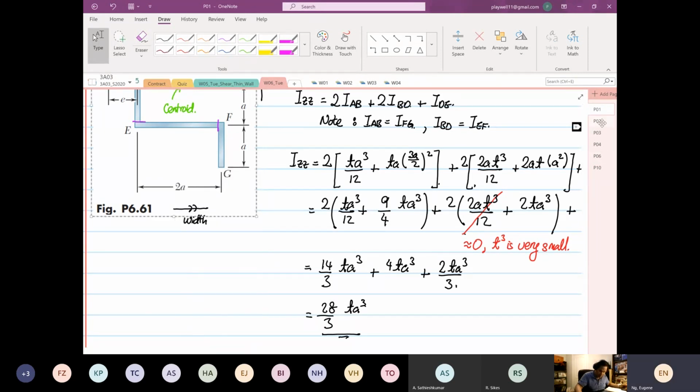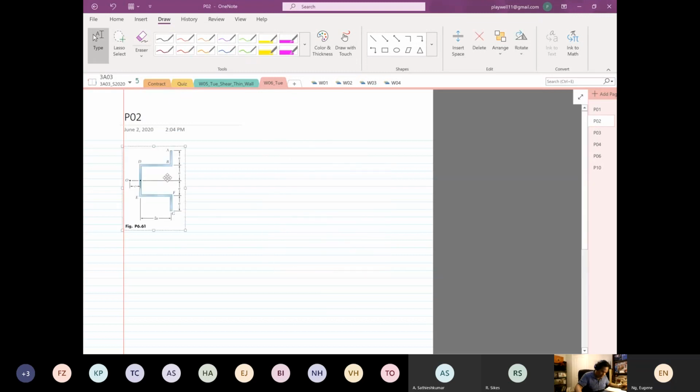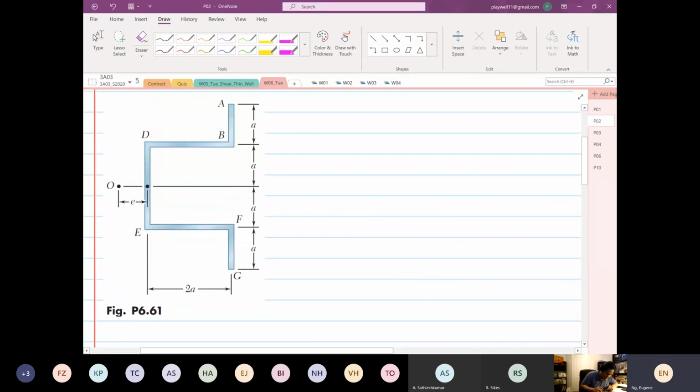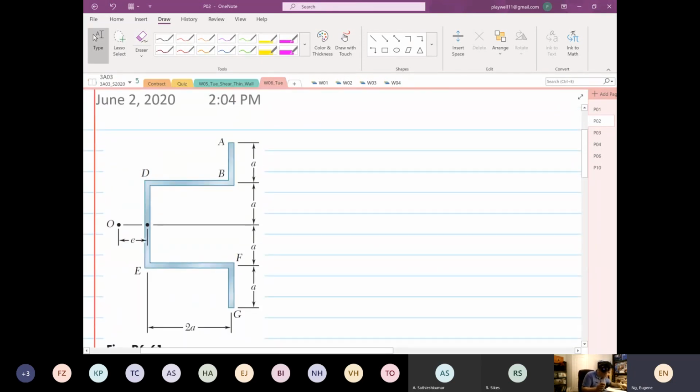So we're going to look at section AB. We're just going to look at section AB. What we're trying to do now is find the shear flow for each section.